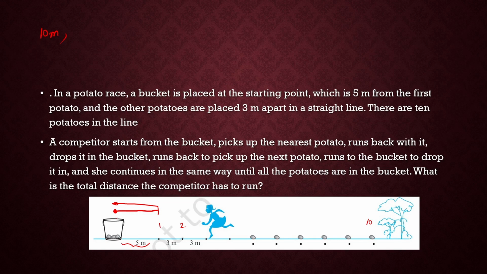Now for the second potato, what happened? Again she started from the same point. She moved till the second one and again she ran back. So what's the total distance? For the second one, it was placed at a distance of 5 plus 3, 8 meters. 8 again for coming back. It took again 8. So that is 8 plus 8, 16 meters.